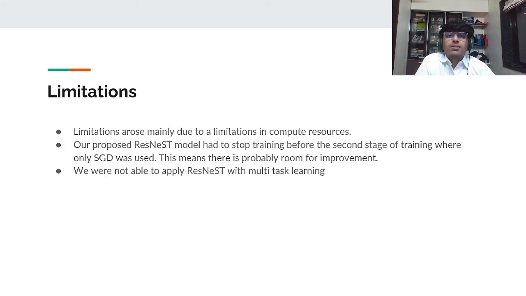Limitations. So our paper did face a couple of limitations, mainly due to limitations in compute resources and certain limitations that resulted from this in terms of lacking in reproducibility. Our proposed ResNest model had to stop training before the second stage was complete, where only SGD was used, which means that there is a probability that it could improve even further, and we were not able to apply ResNest with multitask learning.